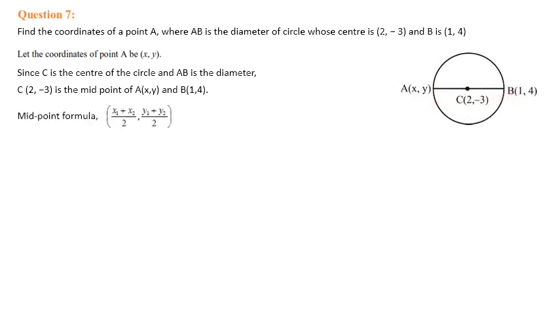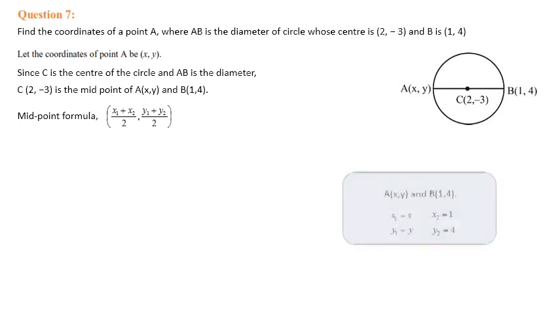So by using the midpoint formula, (x1 plus x2)/2, (y1 plus y2)/2, we can calculate the coordinates of C. Here already the coordinates of C are given to you, (2, minus 3), but by using the formula and also by using the coordinates of A and B, we can calculate the coordinates of C, the center, then we have to equate. That is the process.